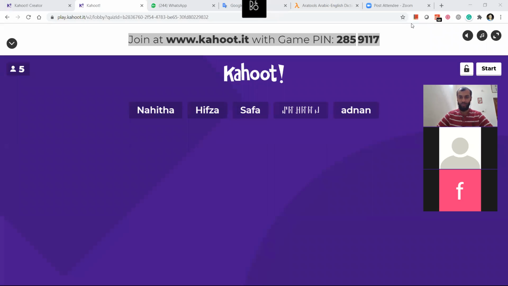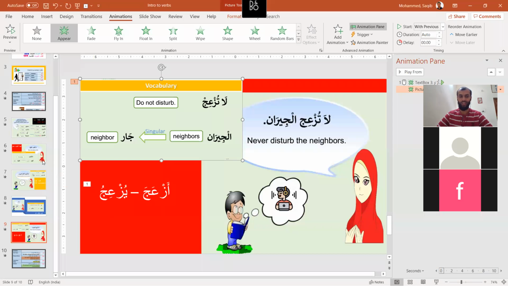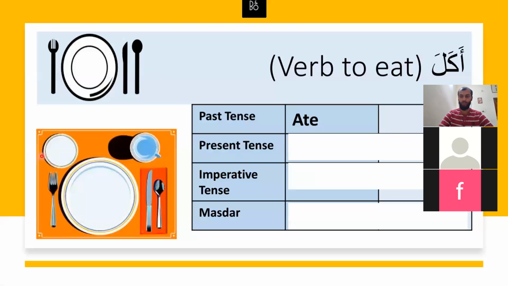Let us begin. We are looking at verbs and we are looking at the advice that the mom gave to Kareem. That's what we are looking at. Let's do a quick recap of what we were saying yesterday.